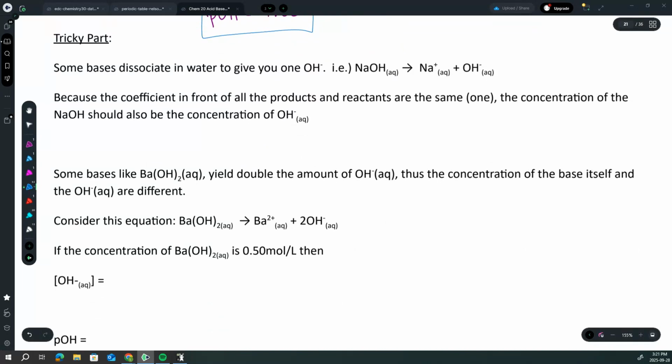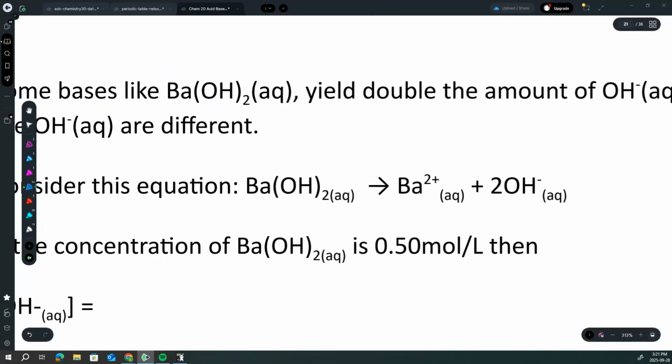So for example, some bases like barium hydroxide yield double the amount of hydroxide ions when the compound dissociates. Thus, the concentration of the base itself and the concentration of hydroxide are going to be different. So here they've given us the dissociation equation for barium hydroxide. So when barium hydroxide dissociates, we get 1 barium ion and 2 hydroxide ions.